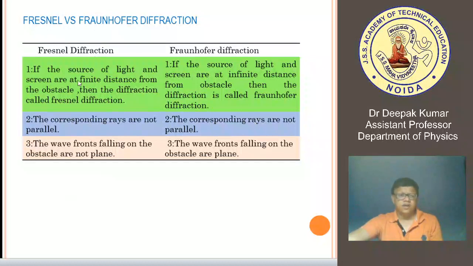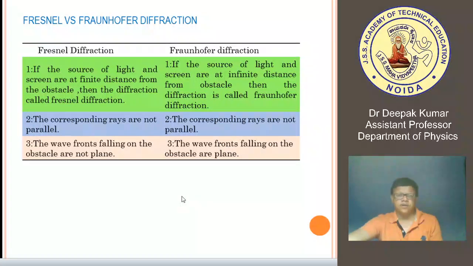Now, in Fresnel diffraction, the wavefronts falling on the obstacle are not plane wavefronts, because they are cylindrical or spherical wavefronts, whereas in Fraunhofer diffraction, the wavefront falling on the slit is a plane wavefront. And to convert a spherical wavefront into a plane wavefront, we need a converging lens in the laboratory, and in that way we can easily convert a spherical wavefront into a plane wavefront.